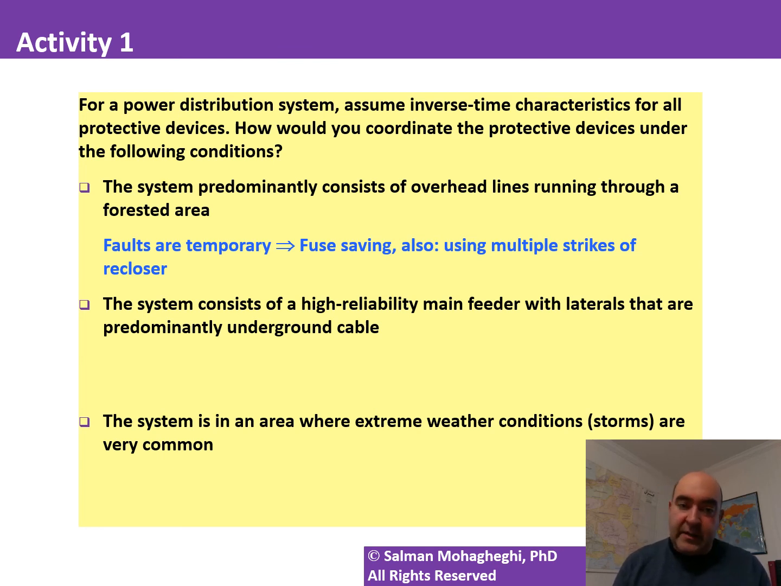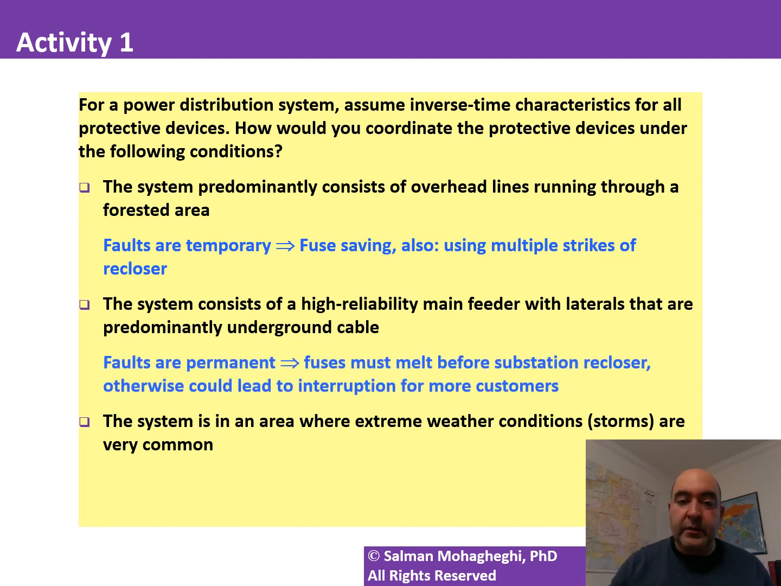As you can imagine, the second scenario is the opposite of that. If you have a high reliability feeder and laterals that are underground cable, this means that the majority of faults are going to be permanent. In this case, there is not much benefit in using an auto recloser because you're just going to be reclosing multiple times into a fault. Not only is it not going to avoid the eventual interruption that you need to have, another problem is you're going to have transients as a result of closing into a fault.